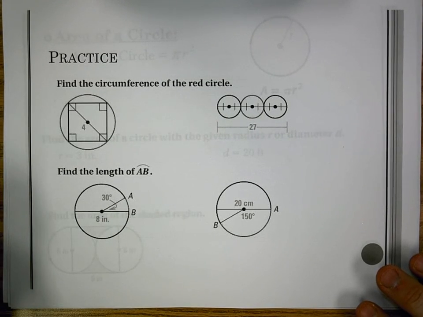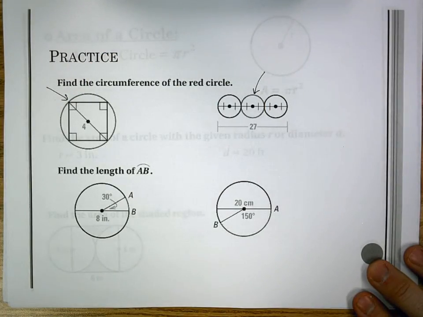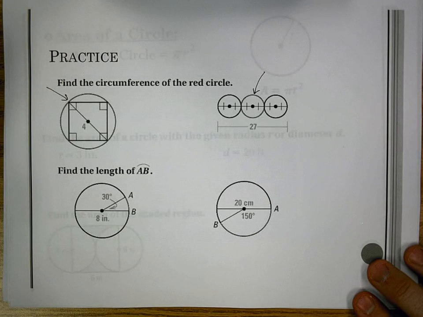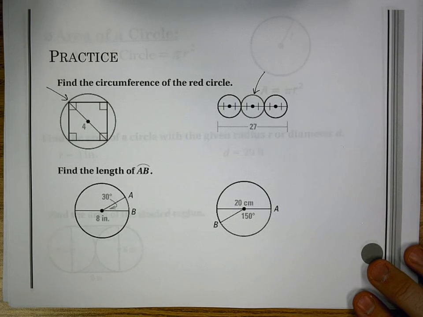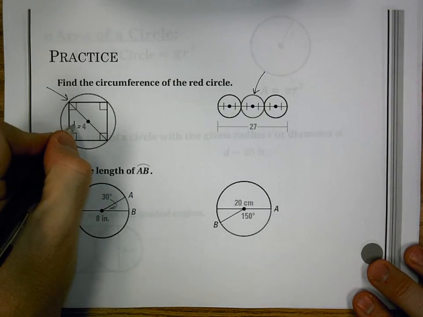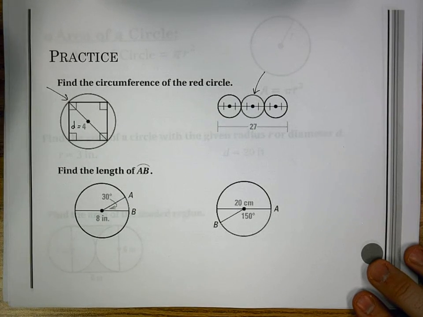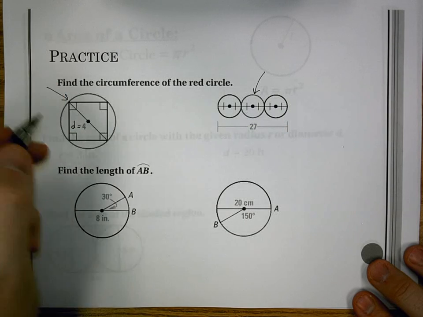Now, in our next one, we're looking for the circumference of the red circle. That is this circle, and even though you can't see it in the copy, the middle circle on that second example. In the circle on the left, I have a square. I have a diagonal within that square, which is 4, but that diagonal is also the diameter of the circle, because it goes from one point on the circle to the other point through the center.